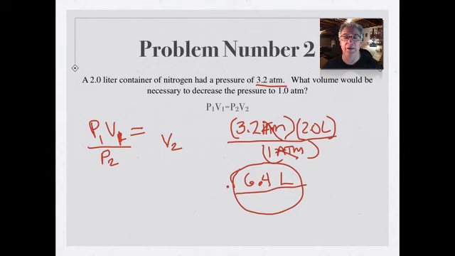So again, does it check? Well, yeah, because what had to go down? Well, according to this, our pressure went down. As our pressure went down, volume went up. So those are still inversely proportional.